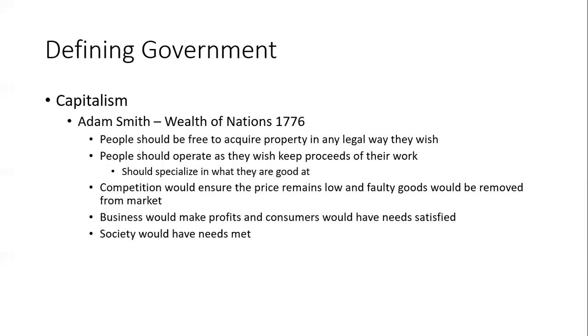Typically, the idea of capitalism is attributed to this gentleman by the name of Adam Smith, who wrote a book. He's a Scottish philosopher. He's a product of the Enlightenment. And he wrote a book in 1776 where basically he argues that people should be free to acquire property in any way they want. They can use that property however they want.